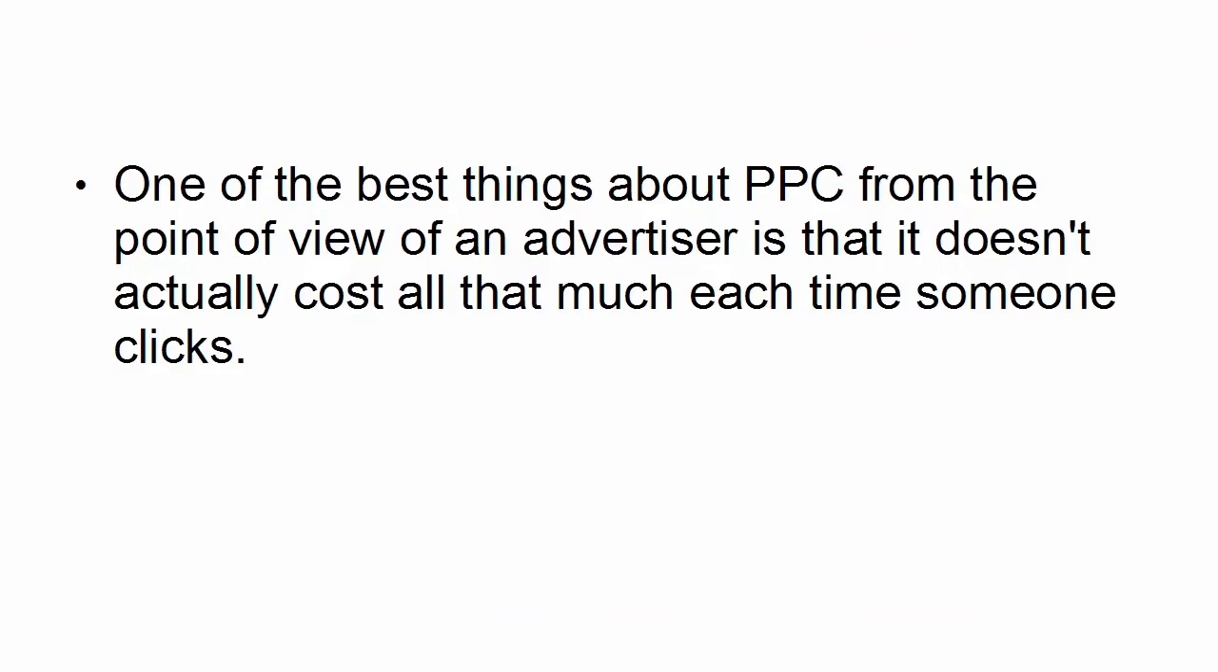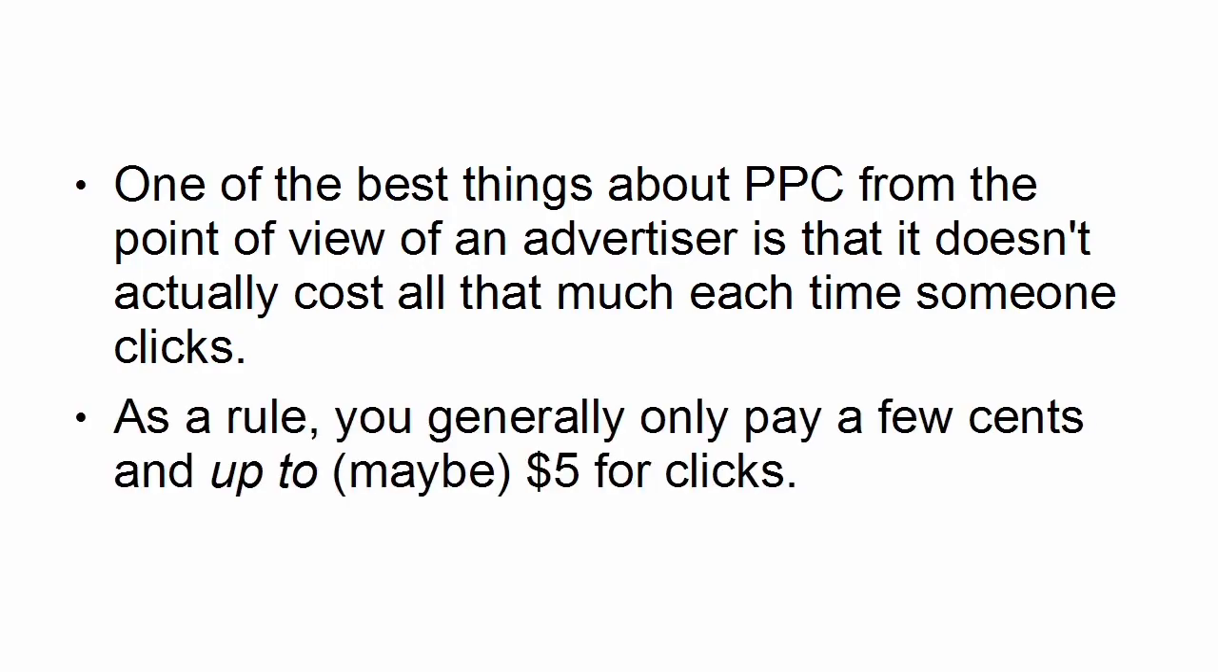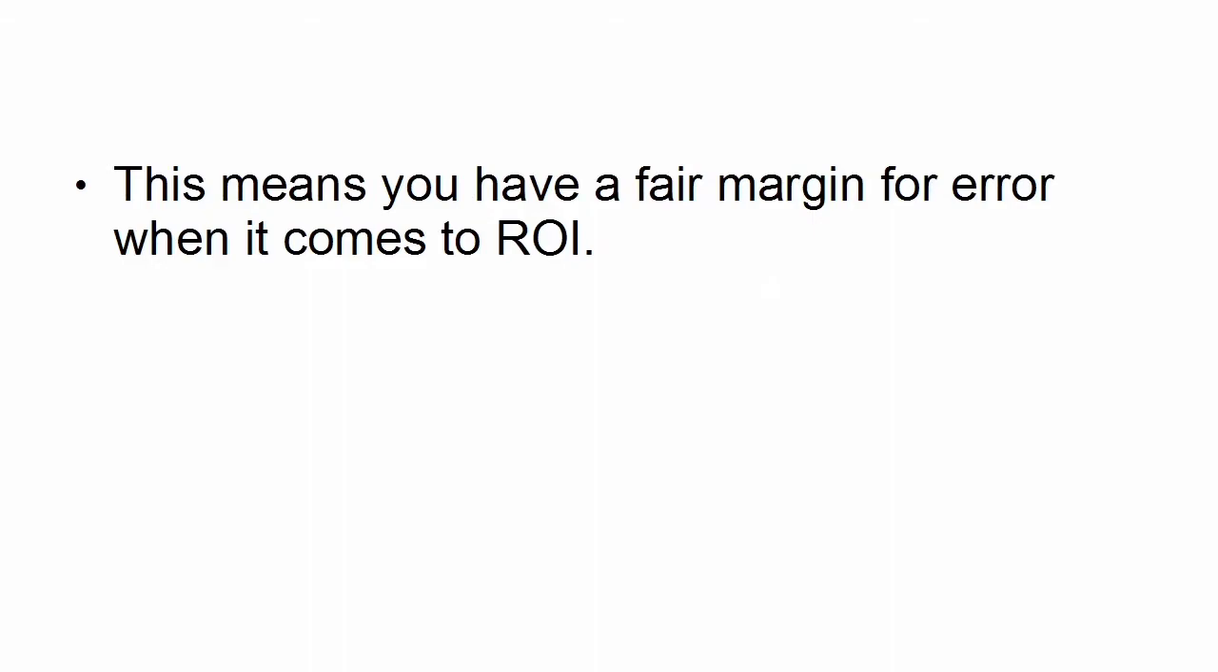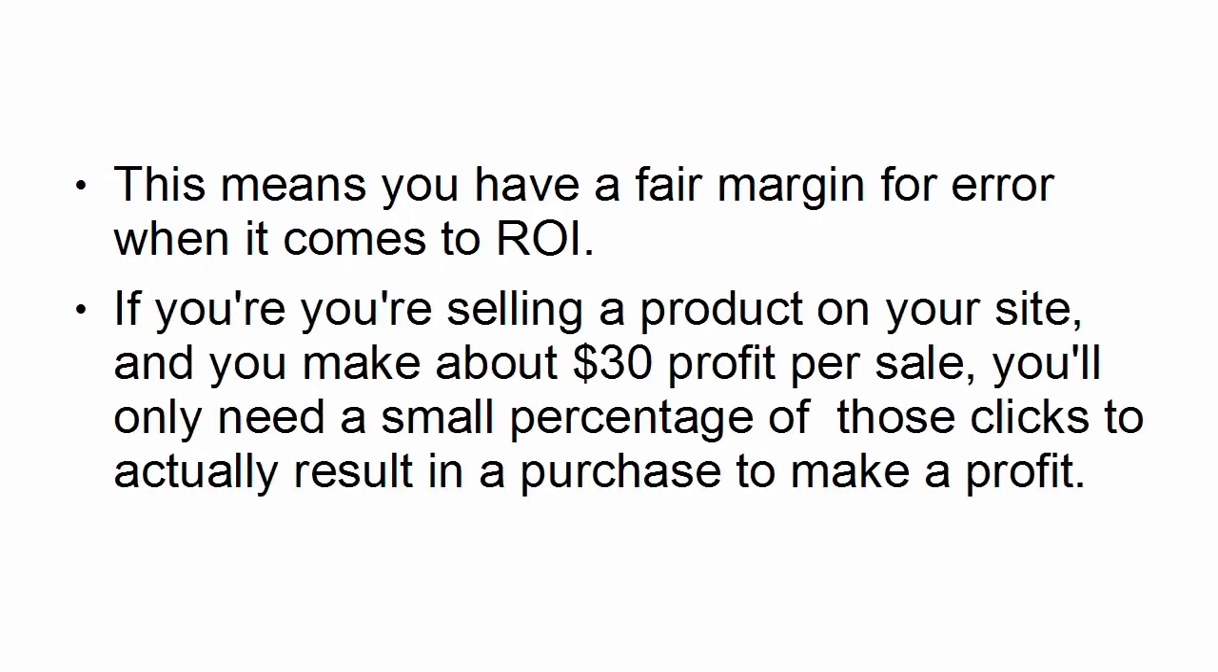One of the best things about PPC from the point of view of an advertiser is that it doesn't actually cost all that much each time someone clicks. As a rule, you generally pay only a few cents and up to, maybe $5 for clicks. And this means you have a fair margin for error when it comes to ROI, or return on investment. And if you're selling a product on your site, and let's say you make about $30 profit per sale, then you only need a small percentage of those clicks to actually result in a purchase to make a profit.